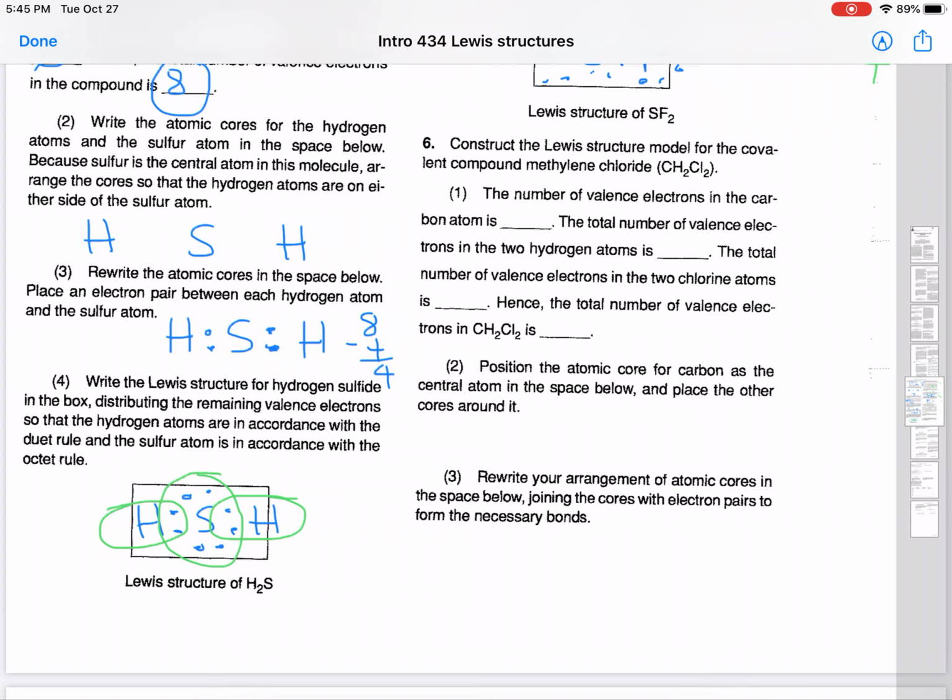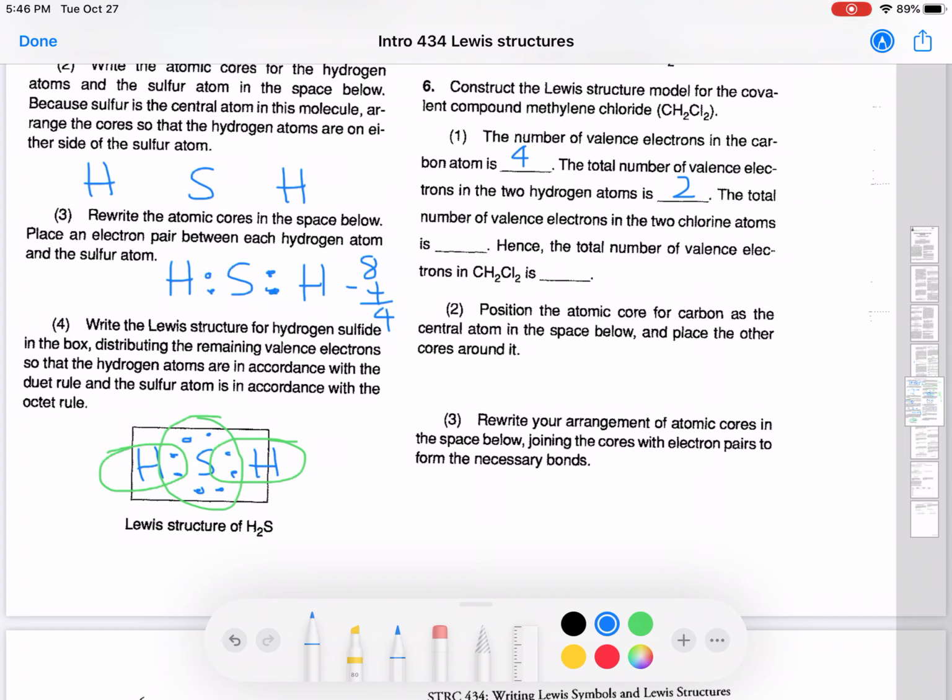Number 6. Construct the Lewis model for the covalent compound methylene chloride. Okay, so the number of valence electrons in the carbon. Carbon is in group 4, so there are 4 valence electrons in carbon. And then the total number of valence electrons in the 2 hydrogens is going to be 2. And then the chlorine is in group 7. 7 times 2, 14. So the total number of electrons is going to be 20.